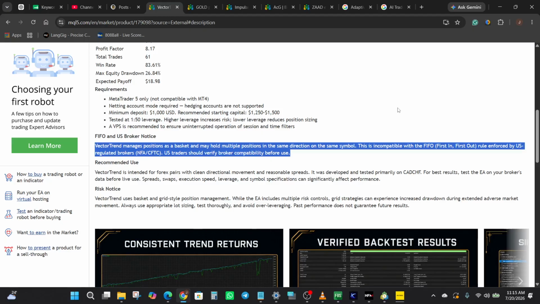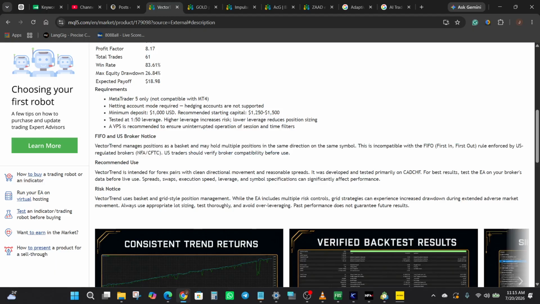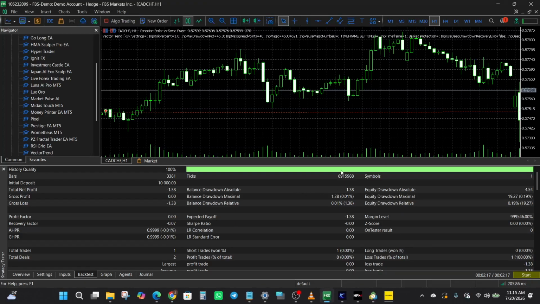Now let us get into the backtest that I ran myself, and I need to flag this test's limitation clearly upfront. This test started with an initial deposit of $10,000, and by the end of the test period, the account showed a net loss of just $1.38, essentially unchanged. But let's break down why.